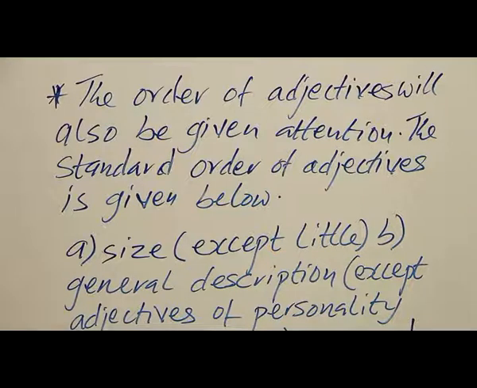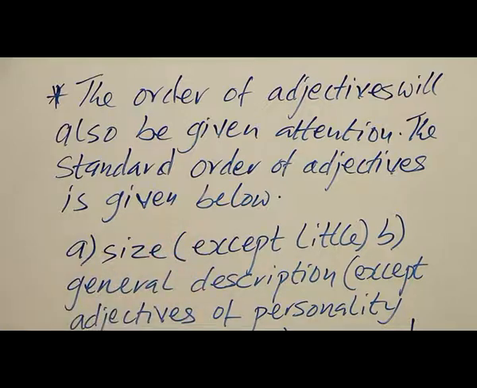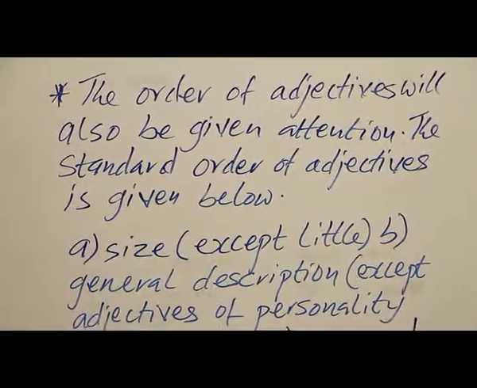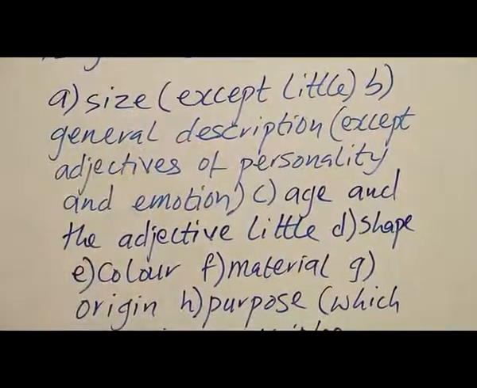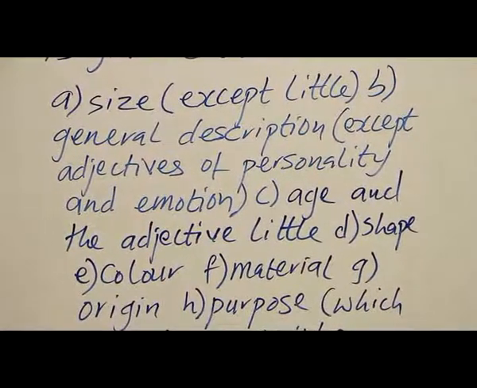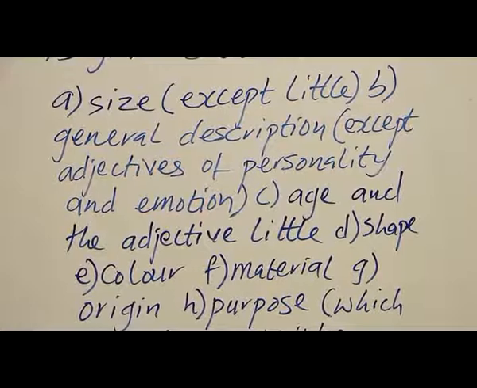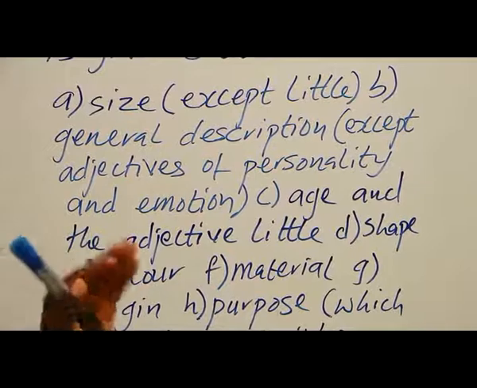Now, knowing that the standard order of adjectives is given below, what is the standard order? If you have a number of adjectives modifying a noun, what will be the order? The first item that usually comes is size, except little. But such other adjectives of size as small, big, tall will come, but little will not.